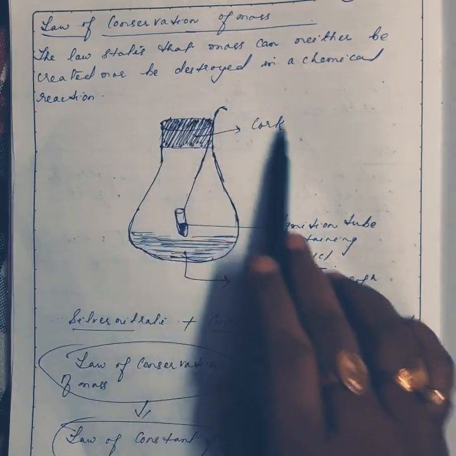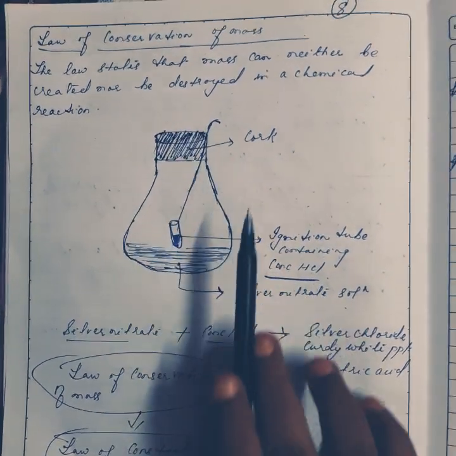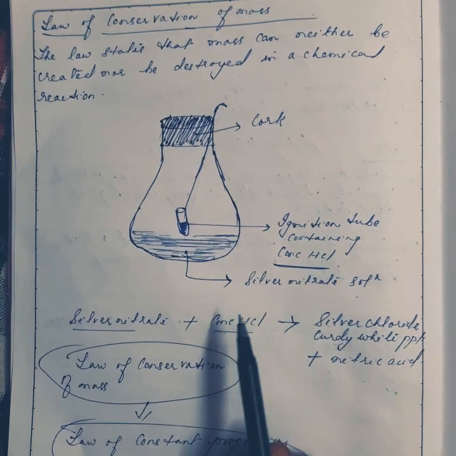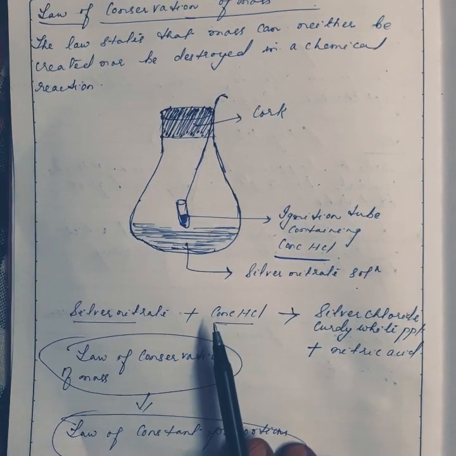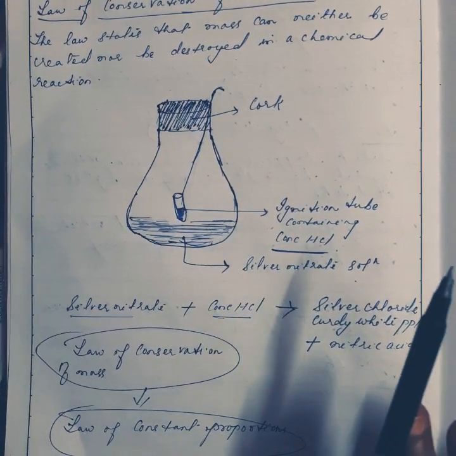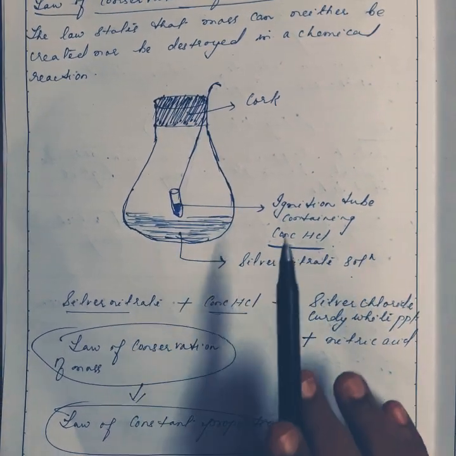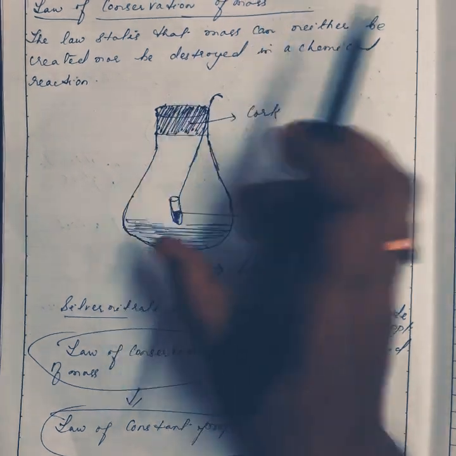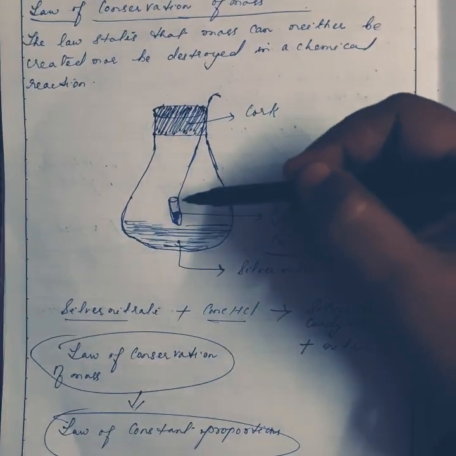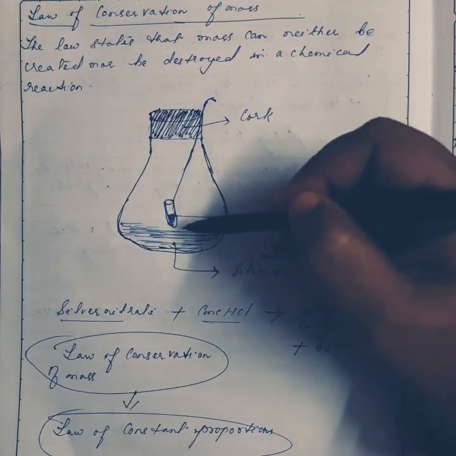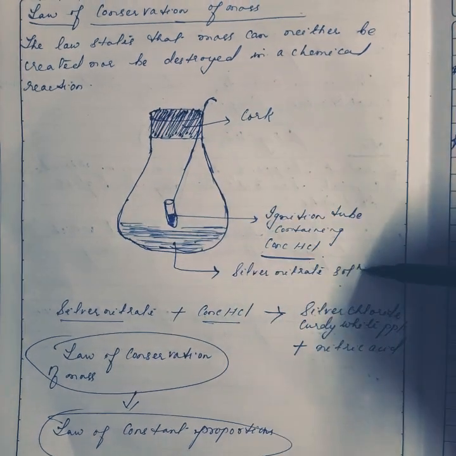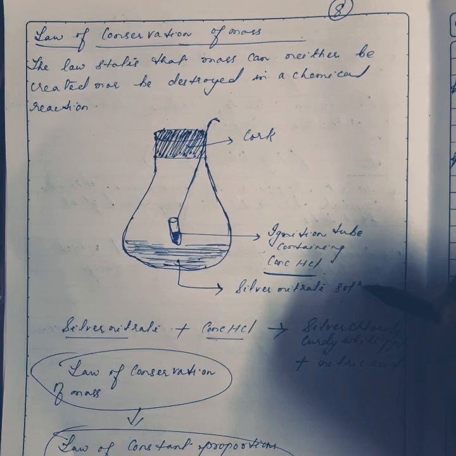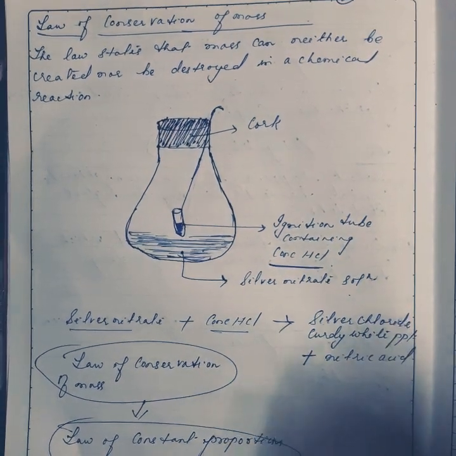Now, this is the whole apparatus, and you have to weigh the apparatus before the chemical reaction with the help of a physical balance, and then record the mass. Then you have to slightly tilt the conical flask such that concentrated hydrochloric acid comes in contact with silver nitrate solution. Contact is one of the most important conditions for the chemical reaction to occur.